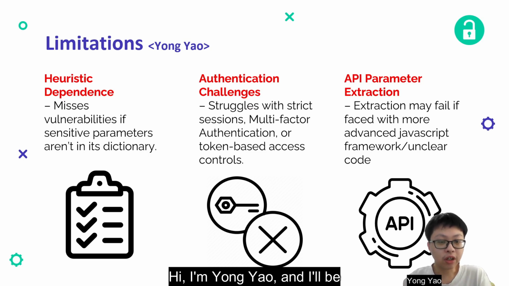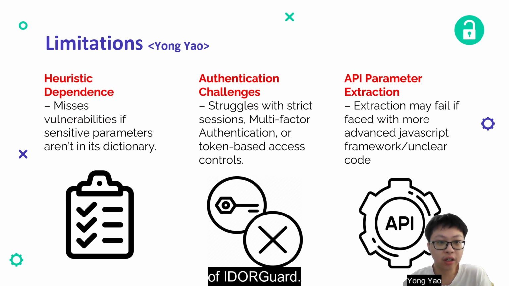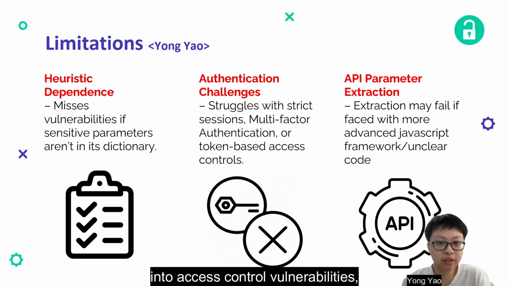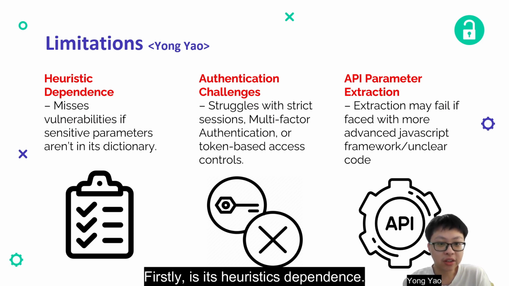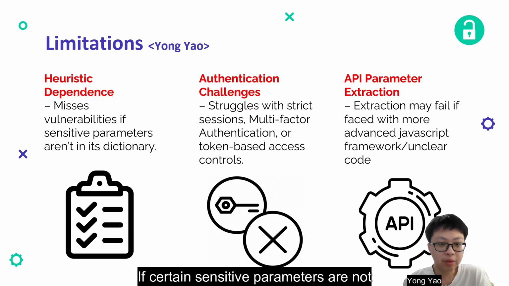Hi, I'm Yong Yao, and I'll be presenting the limitations and future plans of IDORGuard. While IDORGuard offers valuable insights into access control vulnerabilities, there are still some limitations that we need to address. Firstly, it's its heuristics dependence. IDORGuard uses predefined parameter dictionaries to detect IDOR-related vulnerabilities. If certain sensitive parameters are not included in the dictionary, it may fail to identify some vulnerabilities.